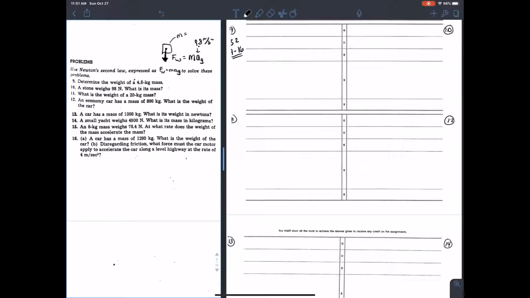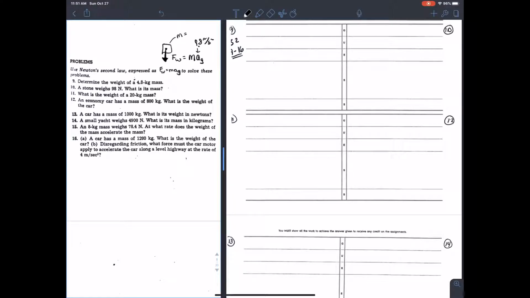Now that piece of information isn't going to be thrown into 9 through 16. It's going to be something that you will be expected to know. So if you need to put that on your formula sheet, you better put that on the formula sheet or just remember it.